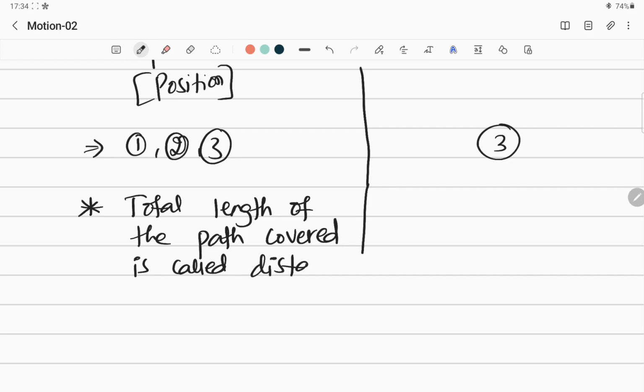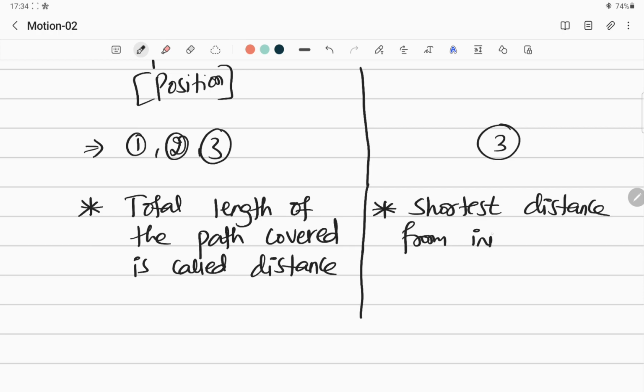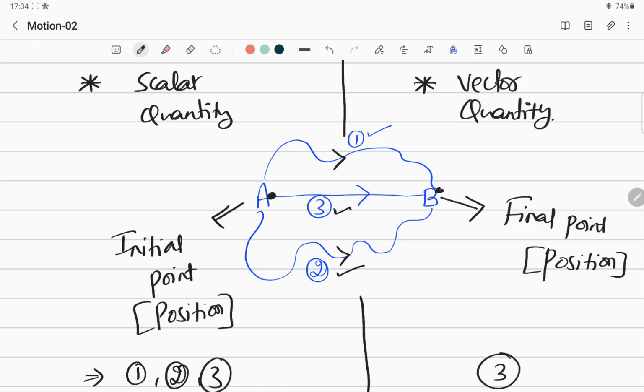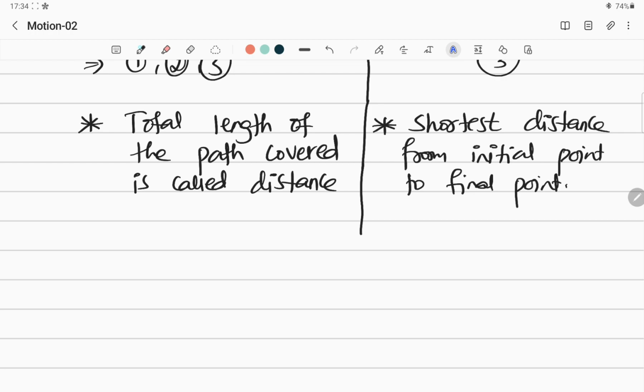Please take out your pen and notebook and start to make notes. Okay, now what is this displacement? Displacement is the shortest distance from initial point to final point. So whatever it is, that is known as displacement. I hope the concept is quite clear. You have to look for the initial point and you have to look for the final point, and whatever is the shortest one, that's what you need to look for, displacement. And 1 and 2 as usual, they are distances. All right, this is quite clear.